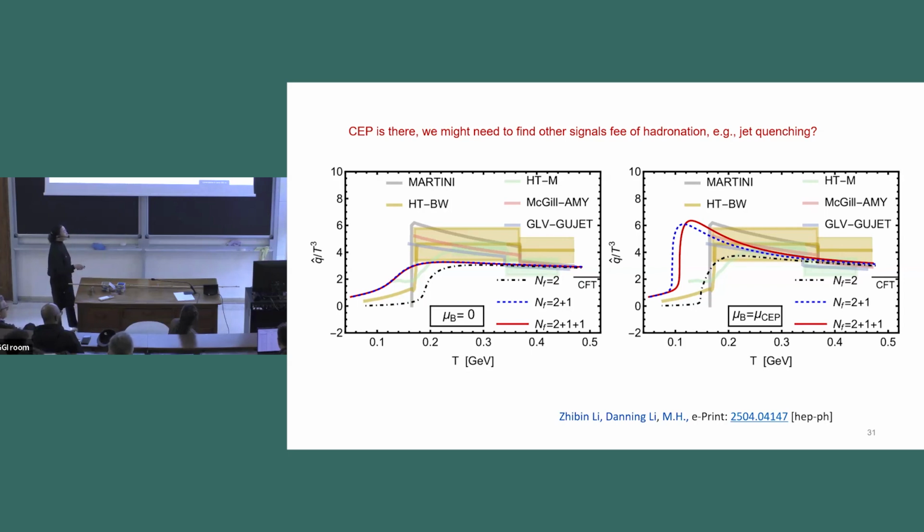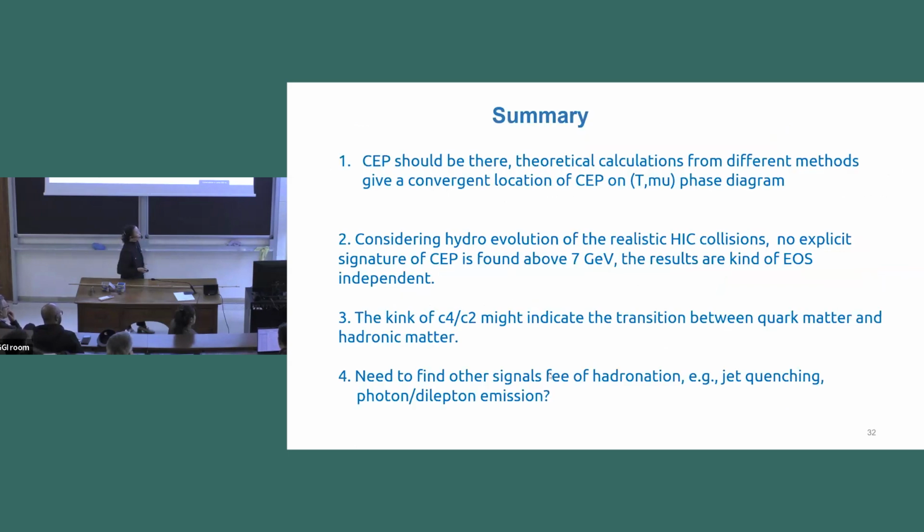These are calculations from holographic QCD in this paper with my previous students. We use this holographic QCD model with a critical point for different flavors, and we see that there is a peak structure at this critical point.